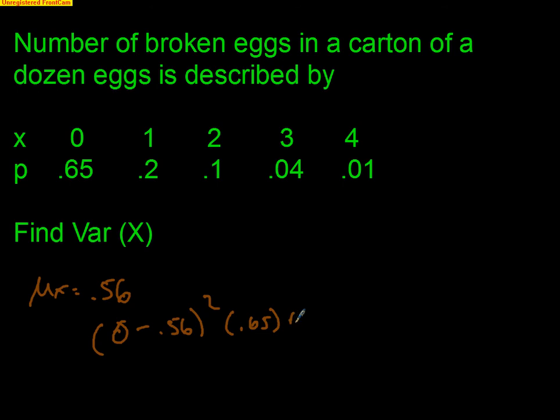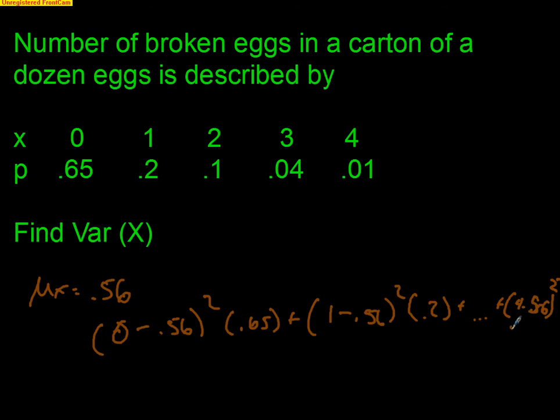Plus 1 minus 0.56 squared times 0.2, plus and so on up to 4 minus 0.56 squared, and this would be times 0.01.